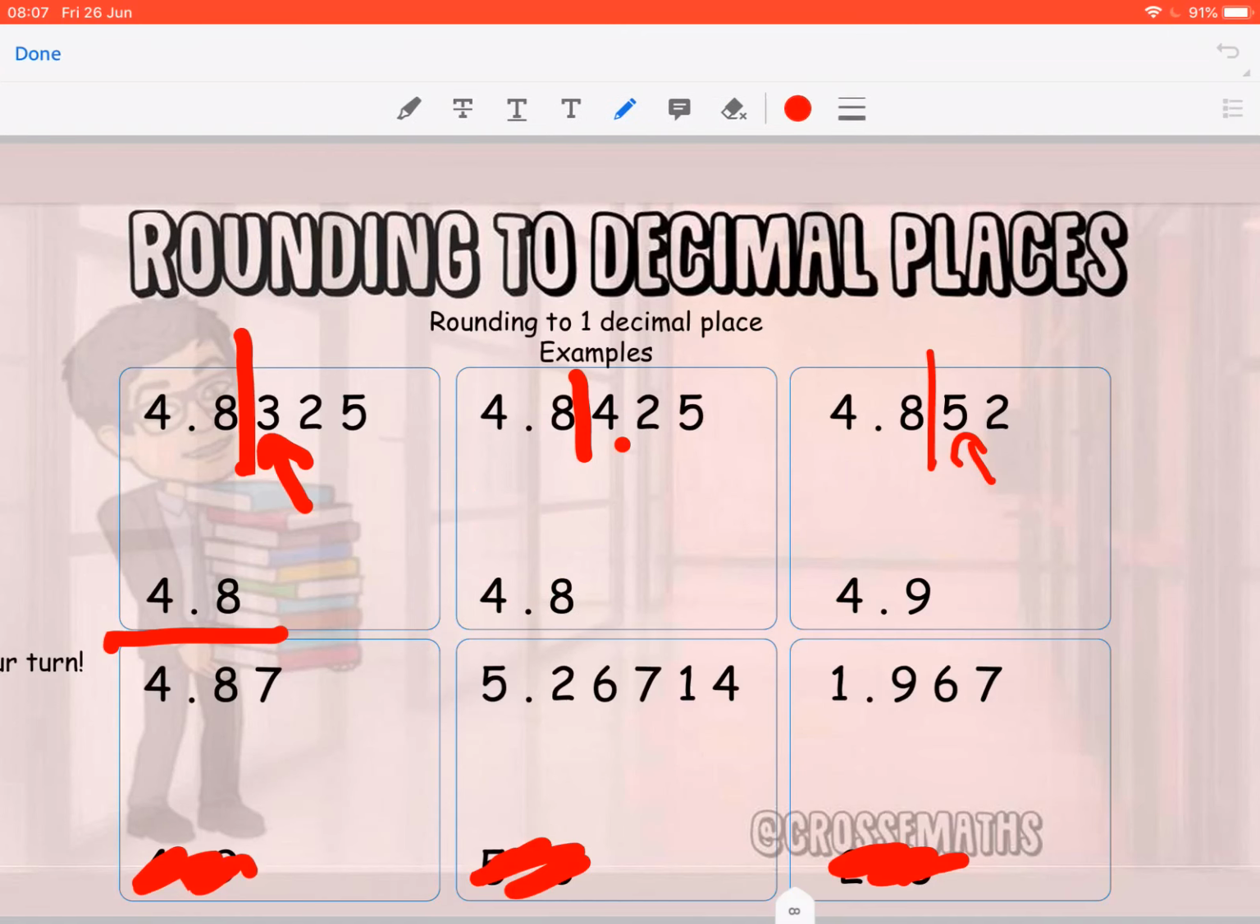What I'd like you to do, I've scribbled the answers out. Can you pause the video now and have a go at the ones down the bottom? Right guys, that should all be done.